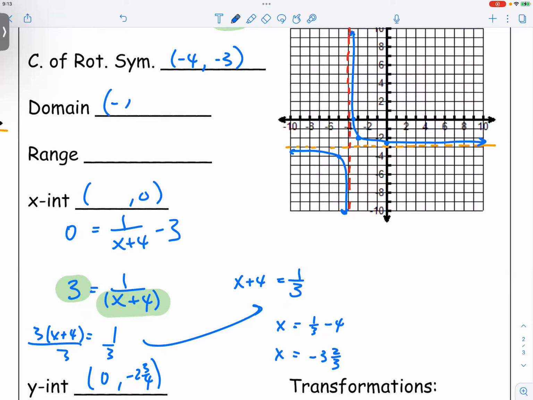And the domain would be anything from -infinity to -4. And the range would be from -infinity to -3, and -3 to infinity. Okay.